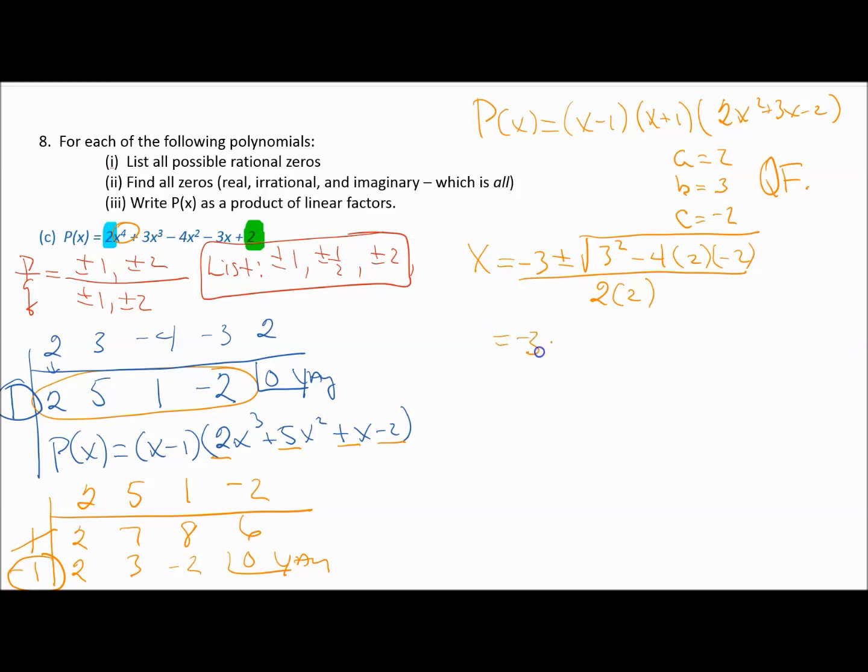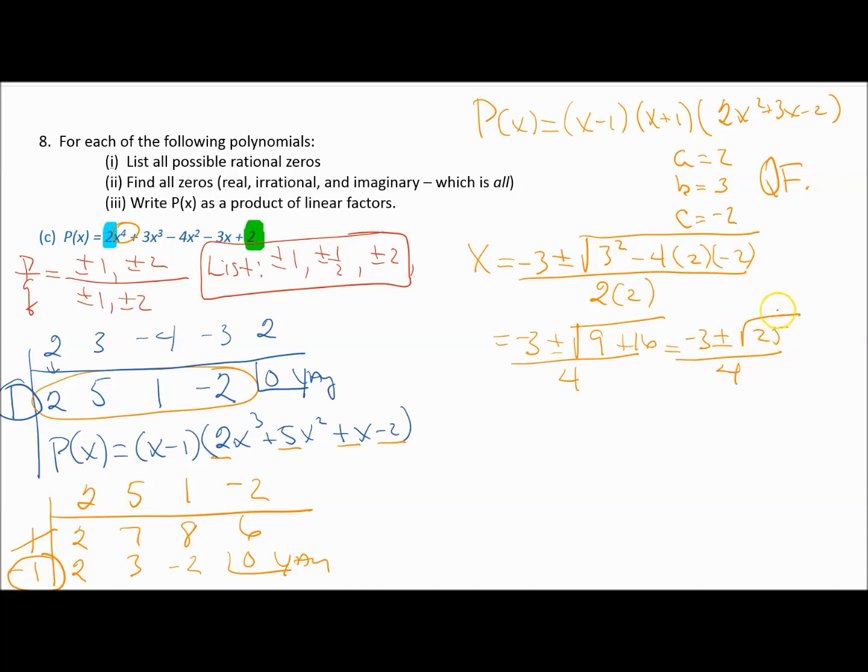So that's negative 3 plus or minus the square root of 3 squared is 9. 4 times 2 is 8 times 2 is 16. These two negatives right here make it a plus 16 over 4. That gives me negative 3 plus or minus the square root of 25 over 4.